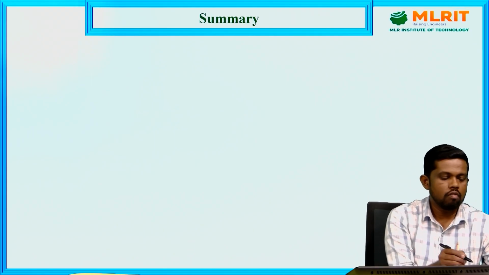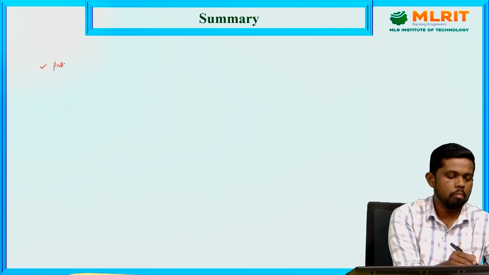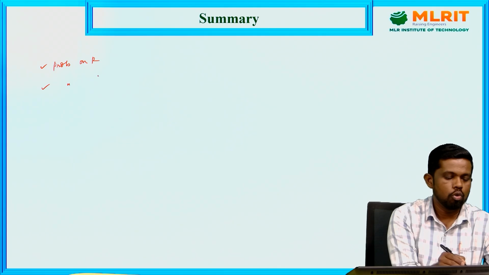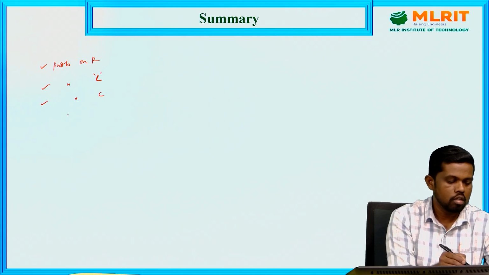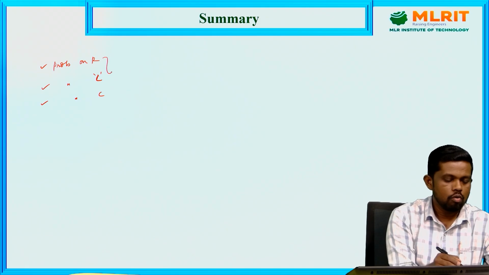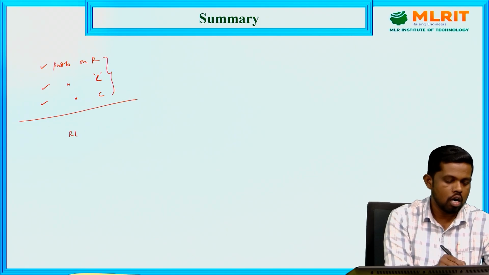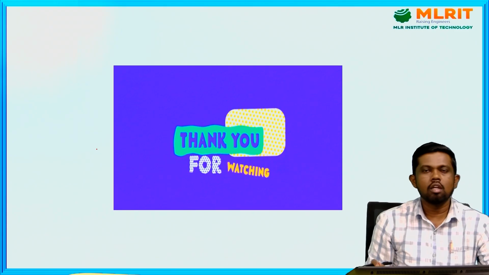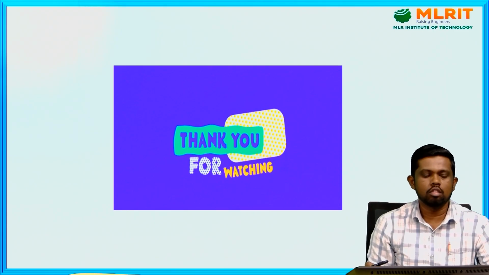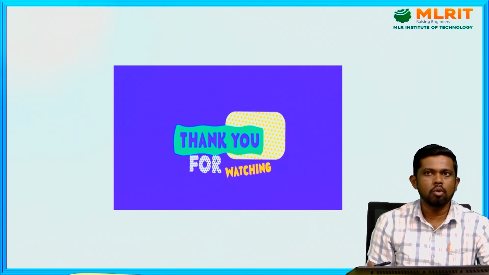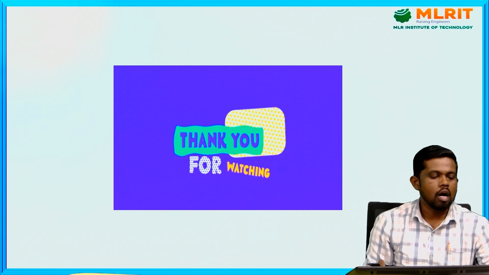In the whole session we have discussed problems based on pure resistance, pure inductance, that is capital L, and also pure capacitance. These three we have discussed till now, and we are also going to discuss problems based on RL series circuit and RC series circuit, and after that RLC series circuit. So this is the end of the session. In the next session we are going to discuss simple numericals based on RL series circuit, RC series circuit, as well as RLC series circuits.